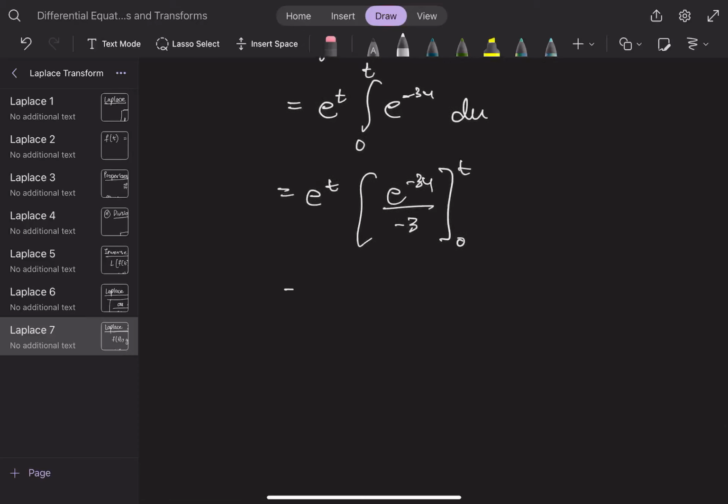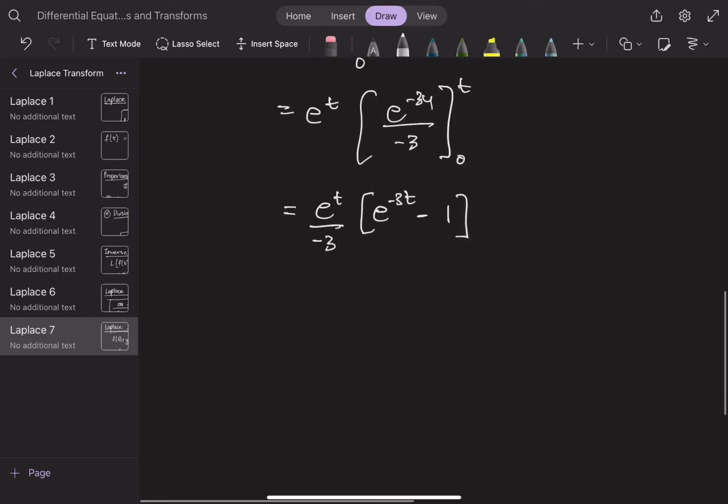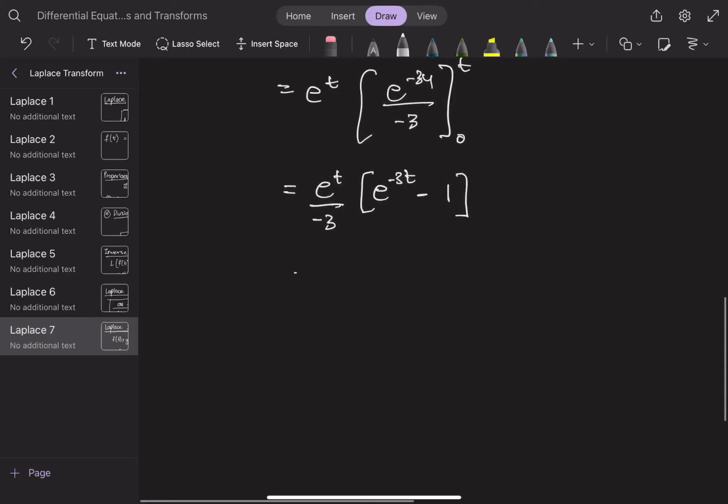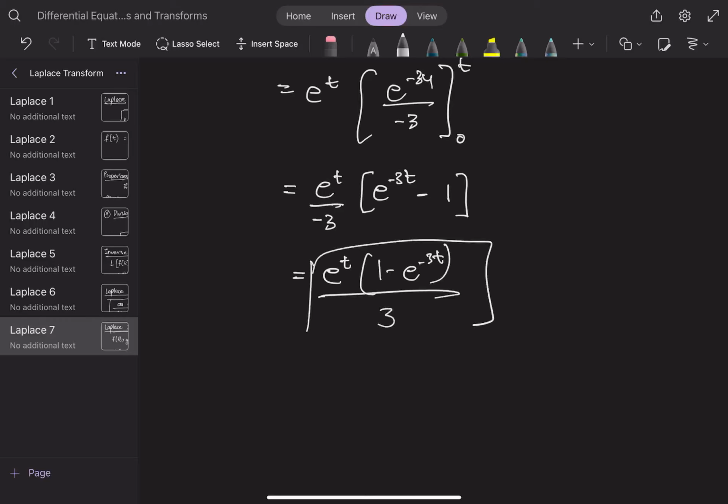So let's take out e raised to t divided by minus 3. This will become e raised to minus 3t minus 1. So your final answer is e raised to t multiplied by (1 minus e raised to minus 3t) divided by 3. So this is a very basic example. Let's take something a little more difficult.